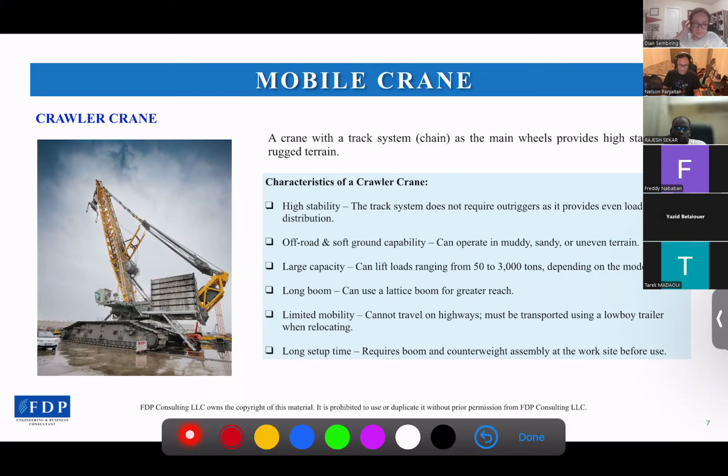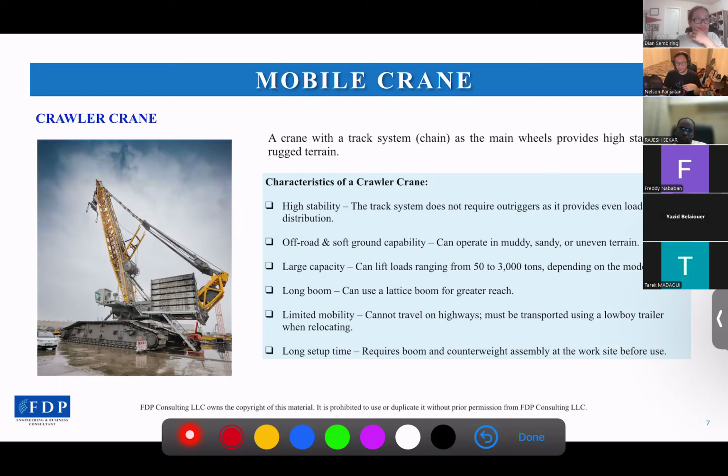It's capable of being operated in a rough area like soft ground, but we need to do a study and decide what treatment the ground needs and what the requirement is, because on some soft ground we need to do some treatment so that the pressure from the crane will be distributed normally to the ground. This type of crane also has a huge capacity.